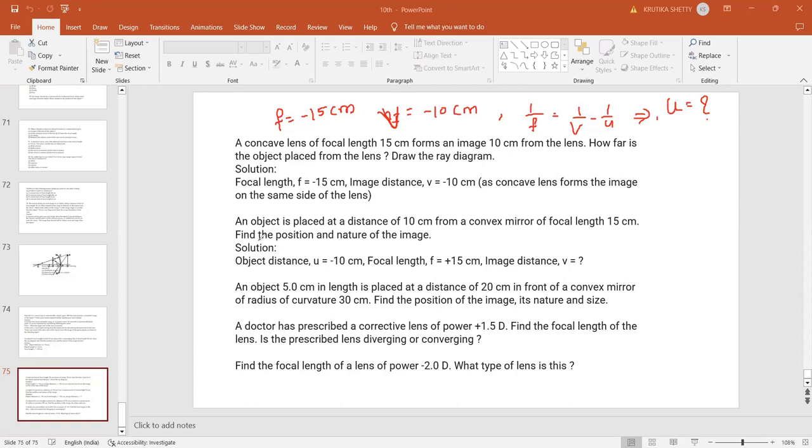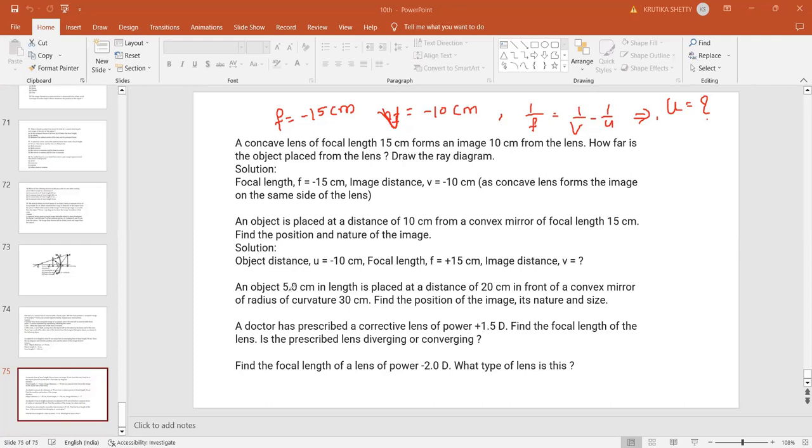So next question, an object is placed at a distance of 10 cm from a convex mirror of focal length 15 cm. Find the position and nature of the image. Whether to take plus or minus, everything is there. You note down this also. If you don't understand, ask. You try this, and if you don't know, ask me next.